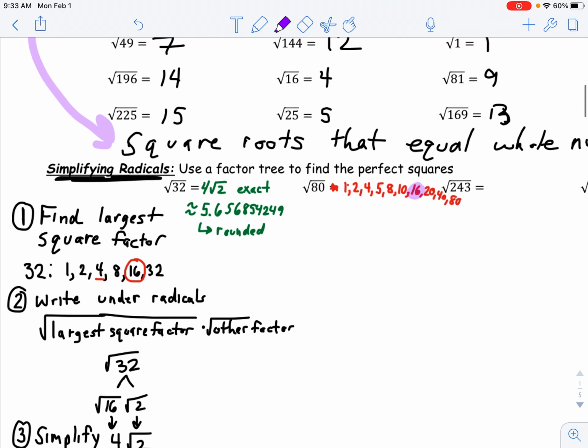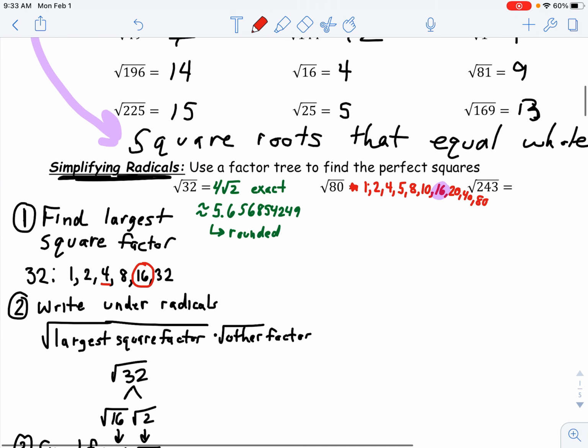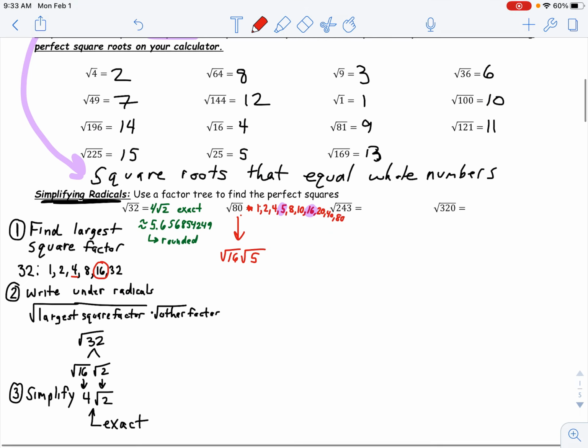All right, so I found the largest square factor. Now I'm going to write under the radical, radical 16. And what's the other factor? 16 and 5, all right, because 5 times 16 equals 80. So radical 5, all right. So I found the largest square factor. I wrote them under the radicals.